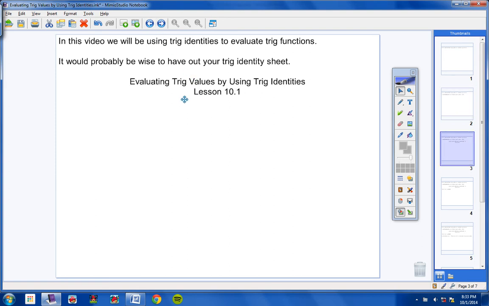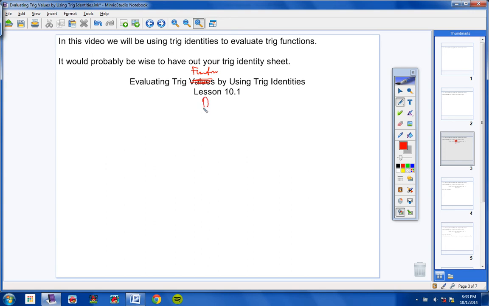Your heading for today is evaluating trig values by using trig identities. That really should be trig functions. There we go. Evaluating trig functions by using trig identities. The lesson number is 10.1.